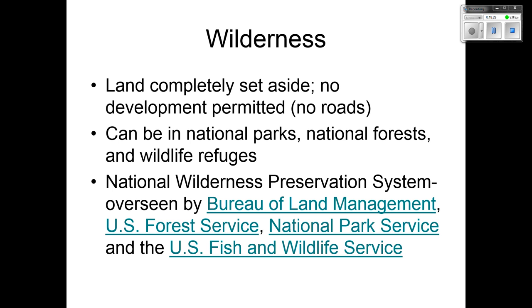A wilderness area can be inside a national park, national forest, or national wildlife refuge, and it's overseen depending on where it's located. Like I just said, if it's in a national park, then the National Park Service will oversee it. If the wilderness area is in a national forest, then the U.S. Forest Service will oversee it. And if it's in a wildlife refuge, then the Fish and Wildlife Service will oversee it. And generally, the Bureau of Land Management is in charge of all federally owned land, so they have a stake in all of these pieces of land. They help oversee all of them along with each individual specific group.